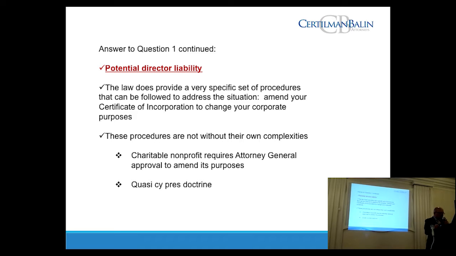It's important to note that there are procedures for amending your corporate purposes in the law, but these are very complicated and detailed procedures. And for a charitable nonprofit to amend its purposes, it requires Attorney General approval. And a big piece of the Attorney General's analysis is what's known as the quasi-cy pres doctrine. And basically there, the Attorney General is looking to make sure that assets that were raised or acquired for a particular purpose are used for that purpose. So amendment is possible, but it's not quite as easy as it sounds. There's a regulatory process involved.